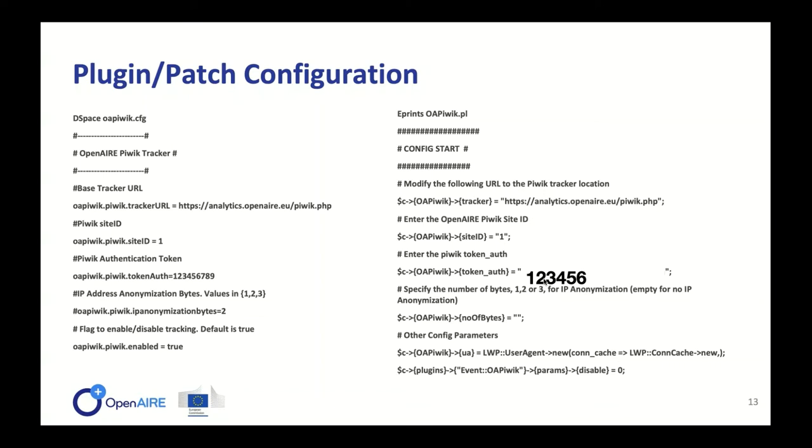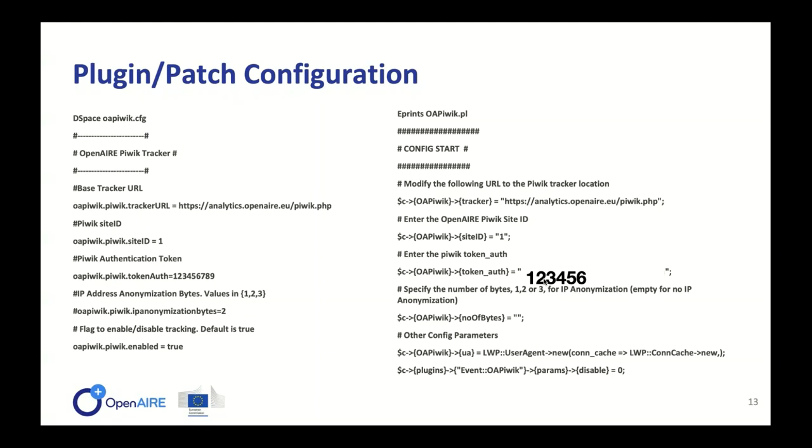These are the more technical details on the configuration files that are supplied for the plugin and patches for DSpace and EPrints accordingly. You can see that for both platforms, we have to specify the Matomo endpoint, which corresponds to the endpoint of the analytics platform. You have to configure the PIWIK ID and the authentication token. PIWIK and Matomo are the same. Recently, PIWIK has been renamed to Matomo, but the configuration files in the platform use the old name, PIWIK, not Matomo. I don't know when they will be changed.